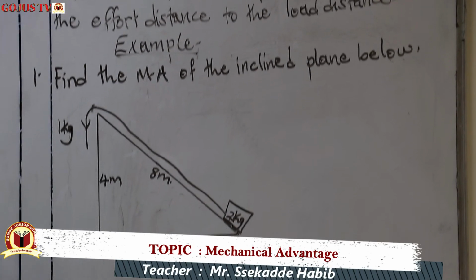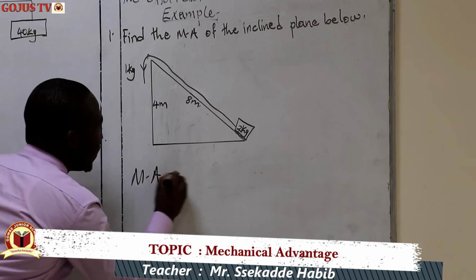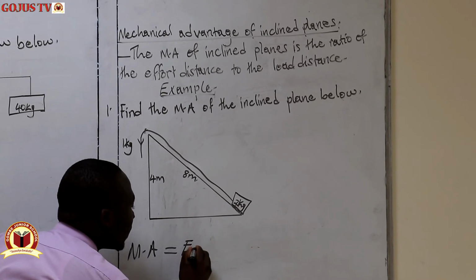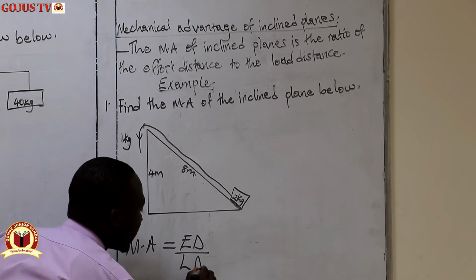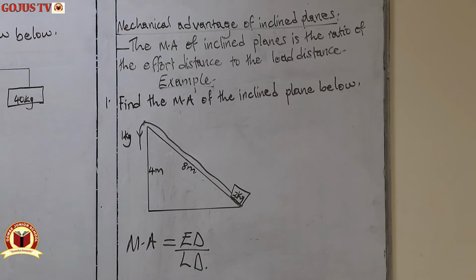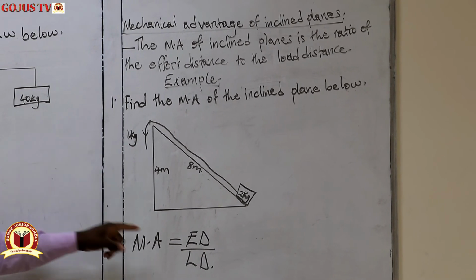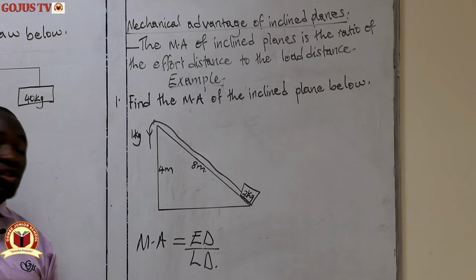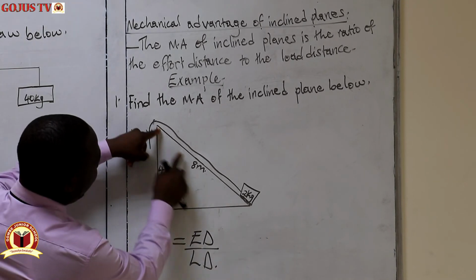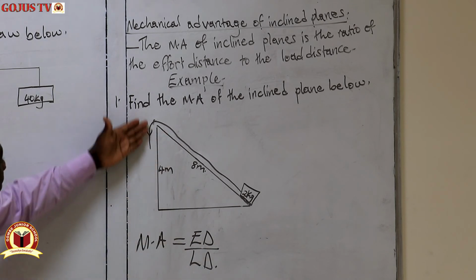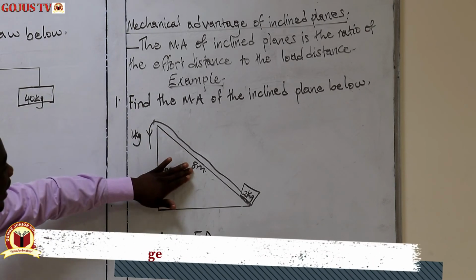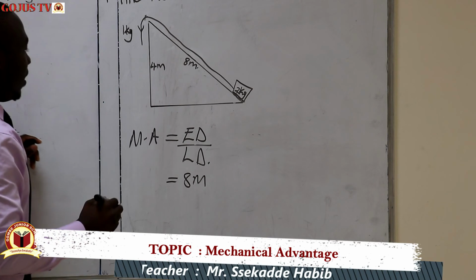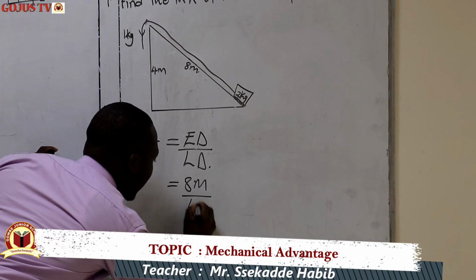We shall say mechanical advantage is equal to, back to this statement, we've said effort distance out of the load distance. Now this is where you need to be very careful with this example, because you need to identify where the effort distance is and where the load distance is. In our previous session, we said this distance is the effort distance and this is the load distance. So we shall have 8 meters as our effort distance, and then our load distance will be 4 meters.